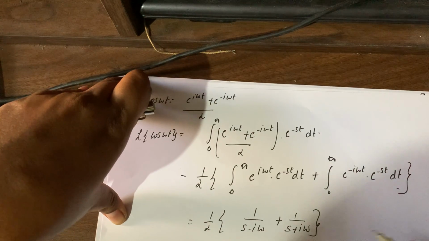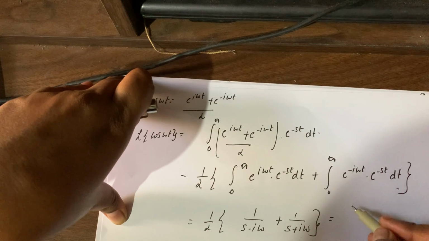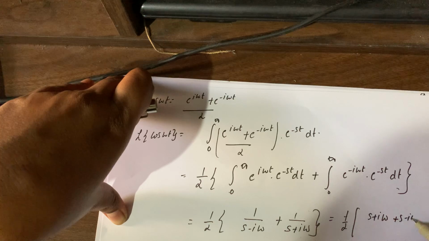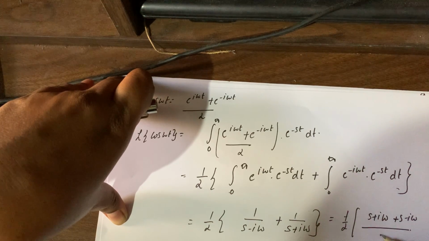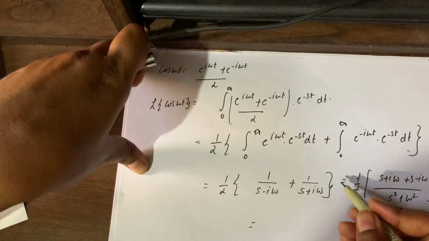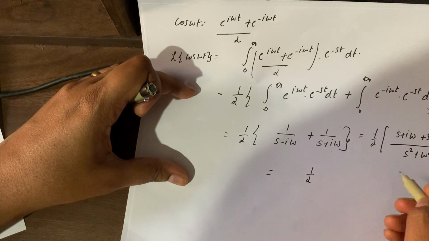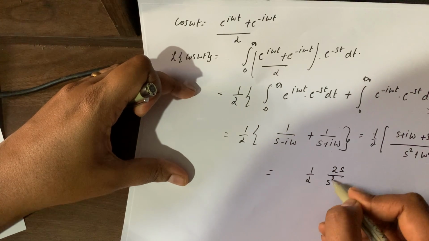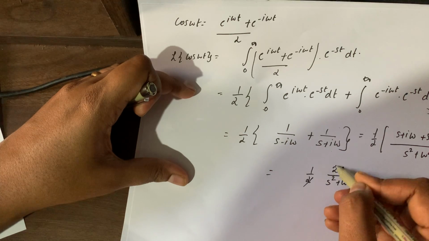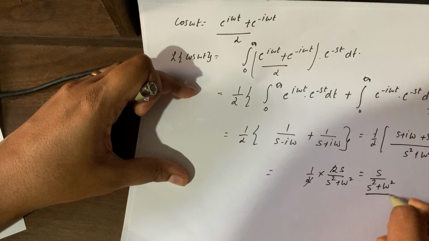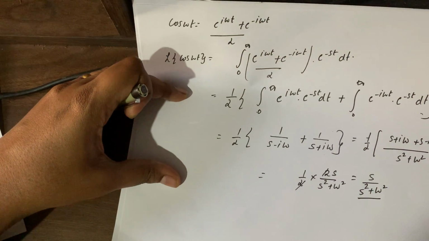So that is equal to half of (s plus i omega plus s minus i omega) divided by s square plus omega square, that is equal to half of 2s divided by s square plus omega square. The 2 gets cancelled, so that is equal to s by s square plus omega square. You can get the same thing by integration by parts. I have shared the link for this.